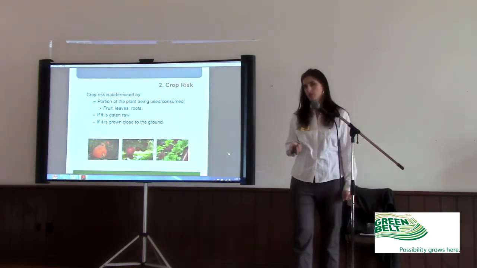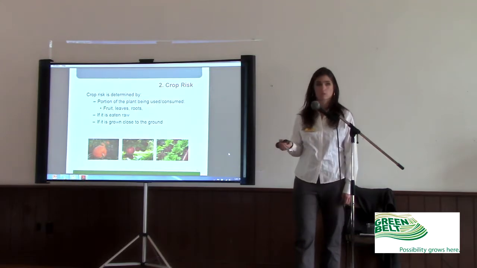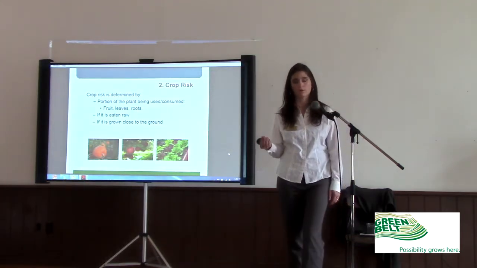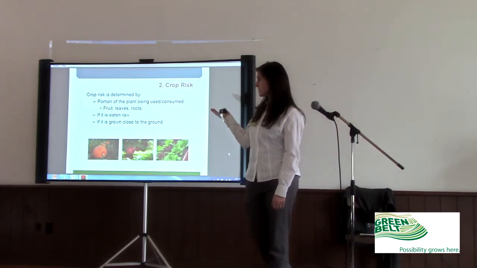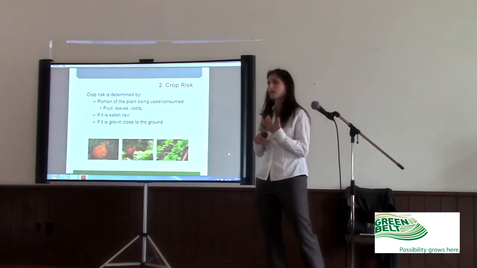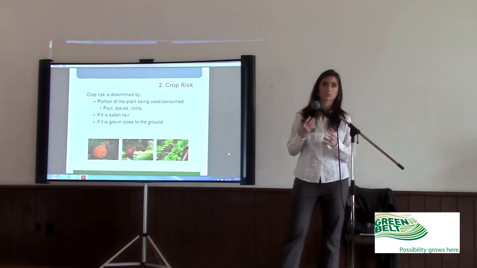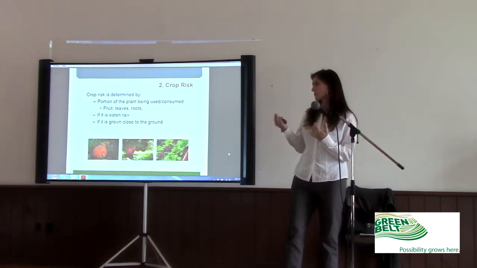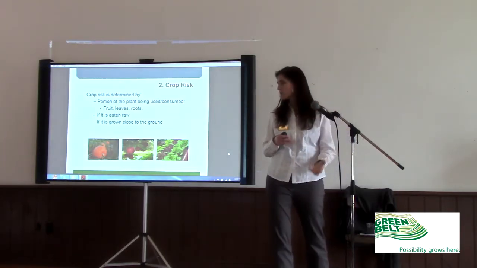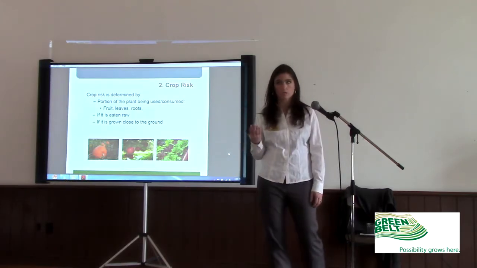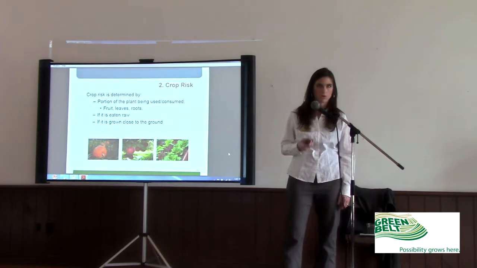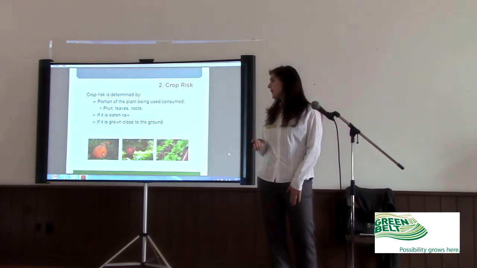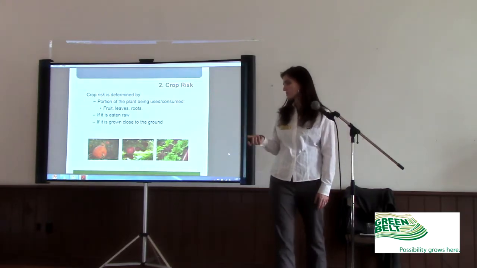So crop risk. I talk about crop risk for a couple of reasons, because as we've identified, there are crops with higher risk than others. And that's often determined by how the portion is being consumed or eaten. Is it the fruit? Is it the leaves? Is it the roots? Is it eaten raw? We talked a little bit about this earlier. Do you peel it before you eat it? Do you cook it? Is it grown close to the ground? All of these things come into play when crop risk is being determined.